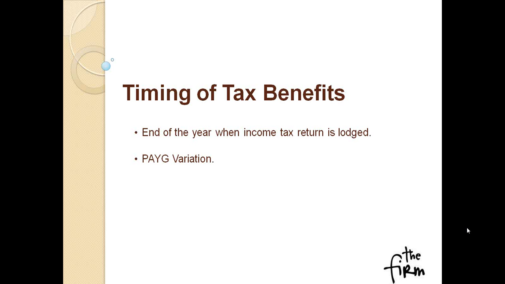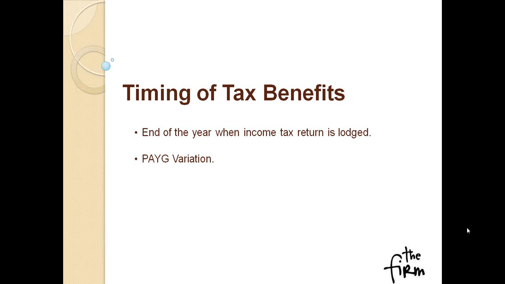The alternative is to do a PAYG variation. This is a form that's lodged generally at the start of the financial year where you estimate what your tax position is going to be, what deductions you'll have, the rental loss and whatever else is going to be included in your tax return. Effectively, it's an estimate of your tax return.